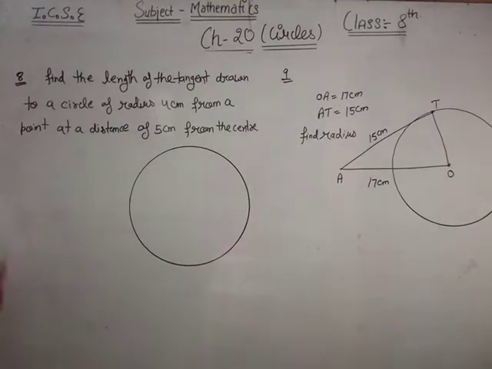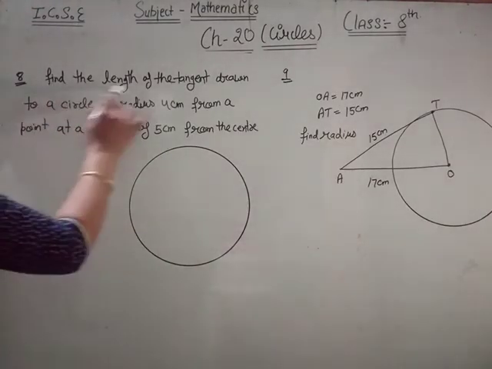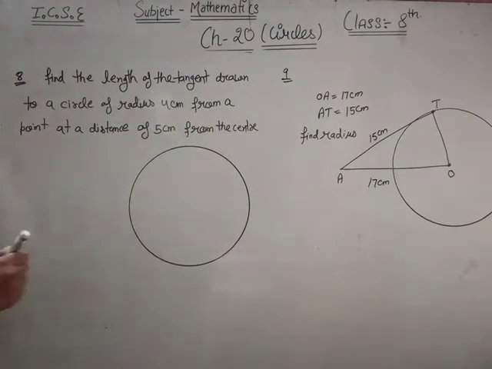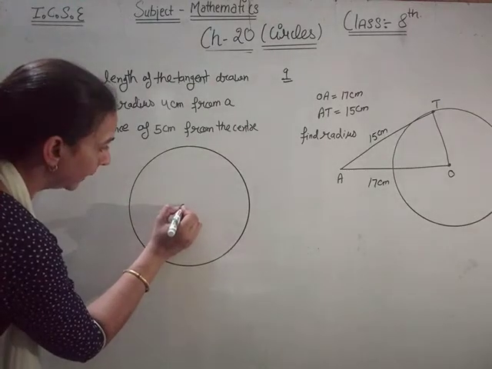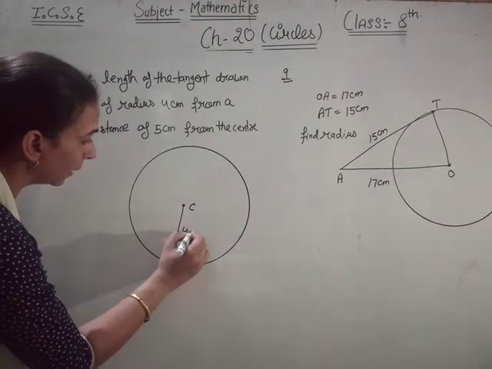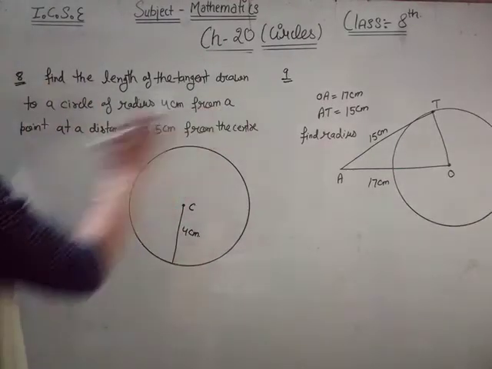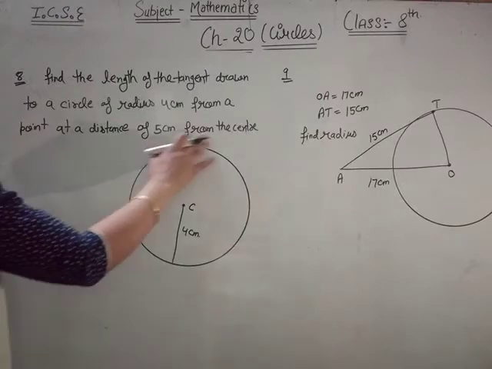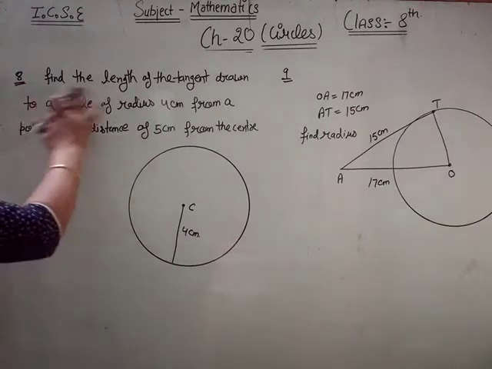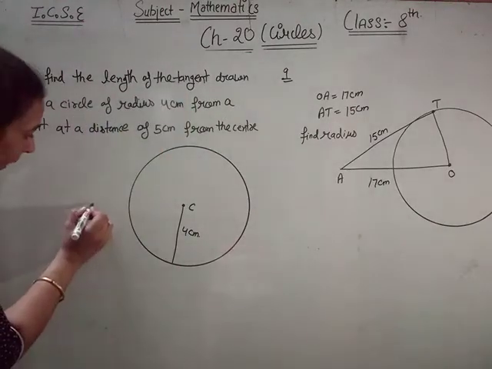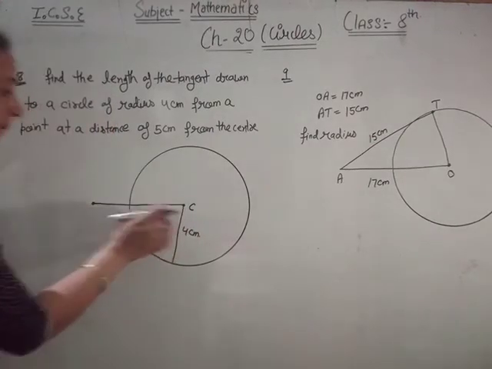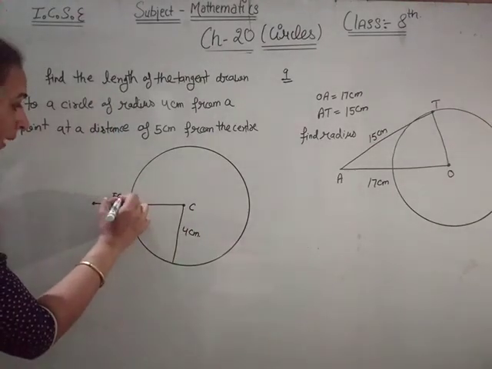The next is question number 8. Student, in this question find the length of the tangent drawn to a circle of radius 4 cm. This is the center of the circle and this is the radius of the circle, and this equals 4 cm. From a point at a distance of 5 cm from the center. Student, there is a point outside and we find the length of the tangent. If we take any point outside of the circle, then the distance from the center is equal to 5 cm.